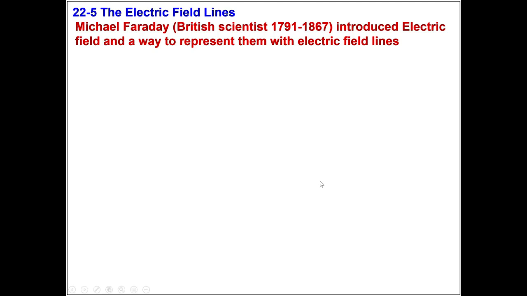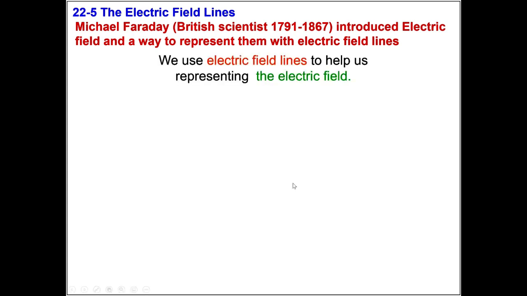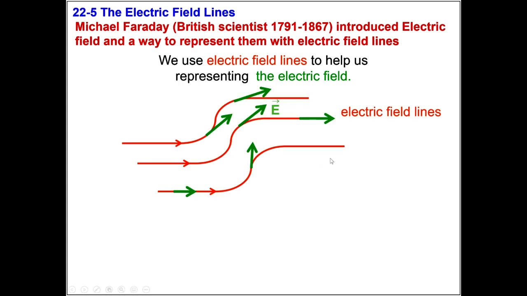Michael Faraday, a British scientist who lived in the early 1800s, introduced the concept of electric field and a way to represent it. The way he represented the electric field was by using what we call electric field lines. So, for example, let's assume you have an electric field, and the green arrows are showing the electric field vectors. So what you can do is draw the electric field lines.